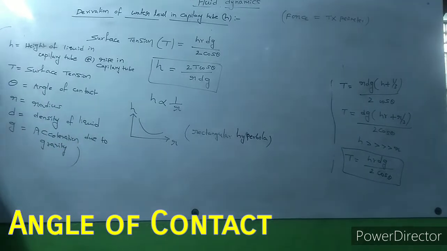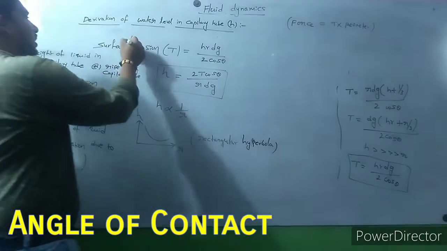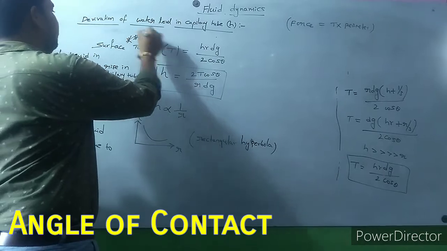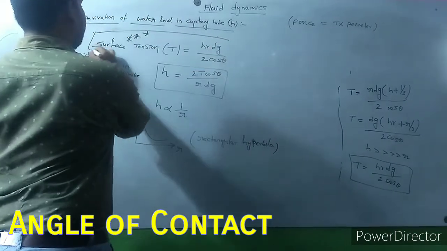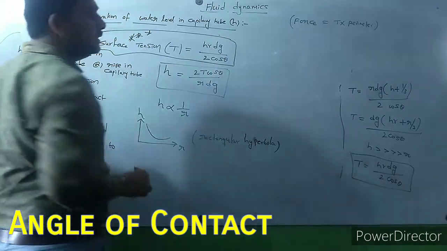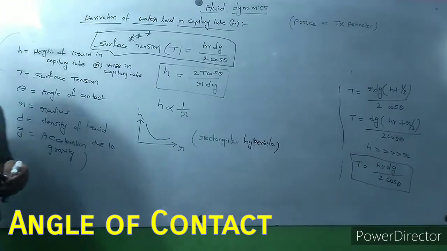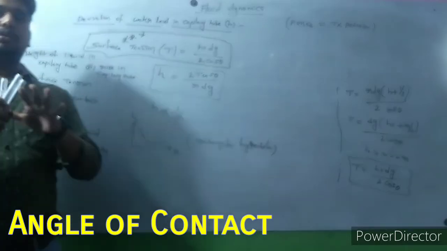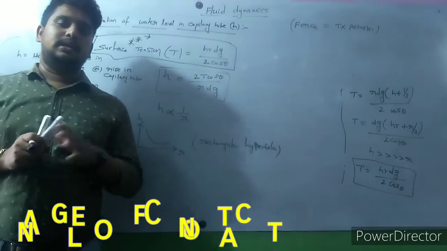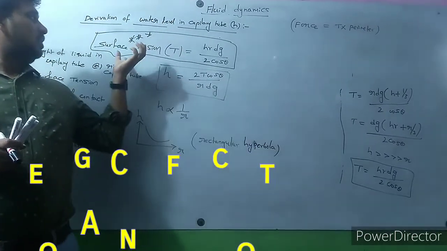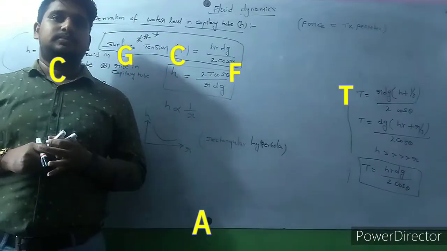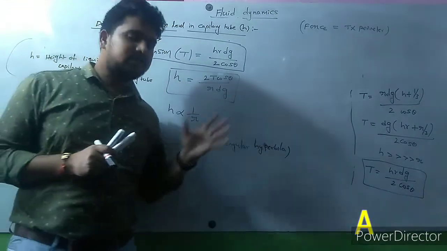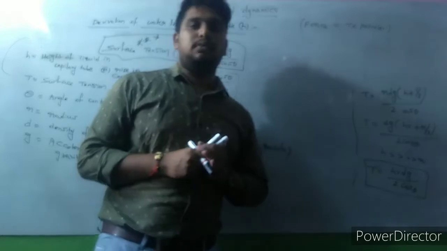So this is the main important formula. This formula is very important and is used to solve numericals in NEET and JEE. This is about the whole concept and about the angle of contact. This is the last lecture for the chapter fluid dynamics.